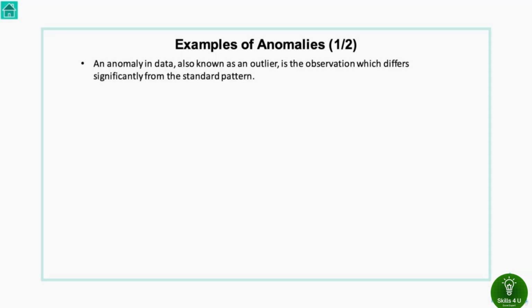An anomaly is an observation in the data that significantly differs from the rest of the data. It is also called an outlier. An anomaly indicates that there is something wrong in the data.